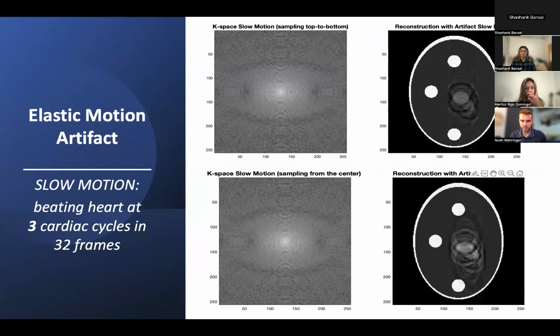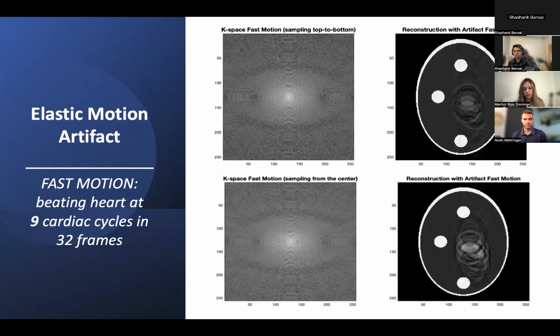The sampling scheme I'm using is exactly what Noah just described, so I'm not going to go into detail again for the sake of time. At the top, we have a Cartesian sampling scheme from top to bottom, where in this case we take 8 rows from each frame for a total of 32 frames. And then at the bottom, we have the sampling scheme where you go from the center and outwards. We can observe that the reconstructions vary depending on the sampling scheme.